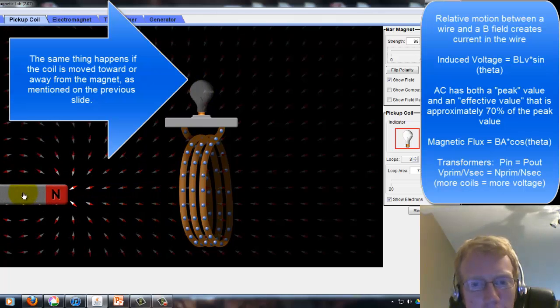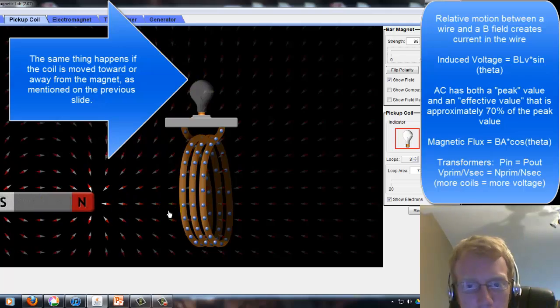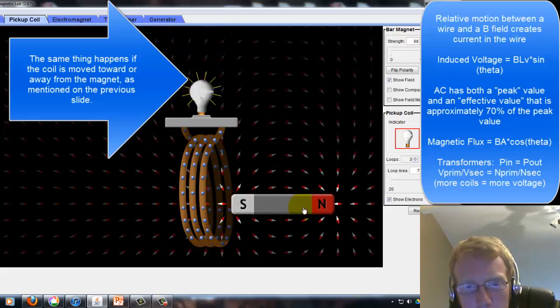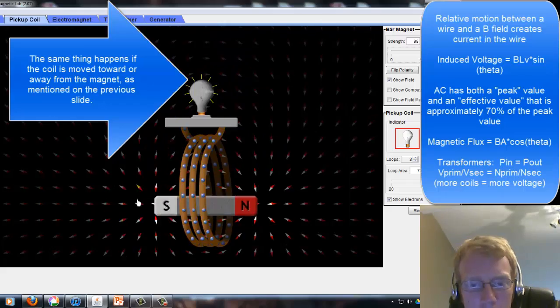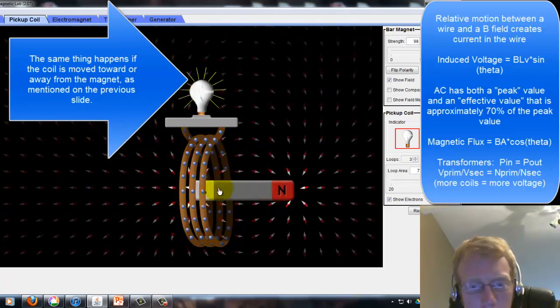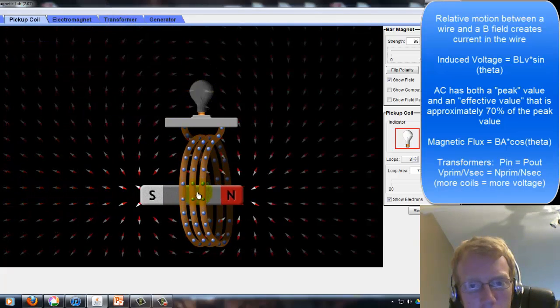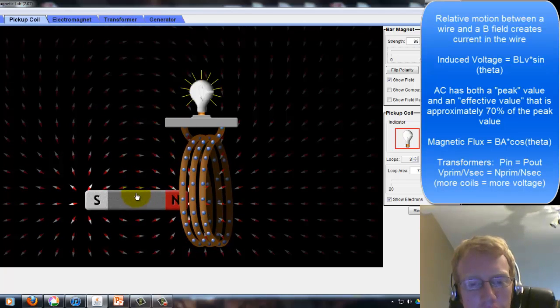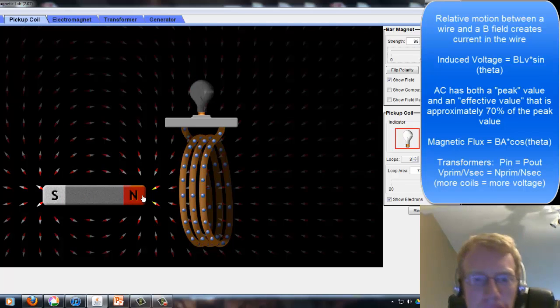If I move it away or towards, as I moved it towards, you saw the light light up. So whenever I move the magnet relative to the wires, charges are flowing through here and the light is lighting up. If I move it back and forth quickly and with a long distance, the light will get really bright. If I move it really slow, the light is just barely illuminating. So this illustrates the idea that if we have these magnets and they're moving relative to the coil, then there will be current flowing through the wire.